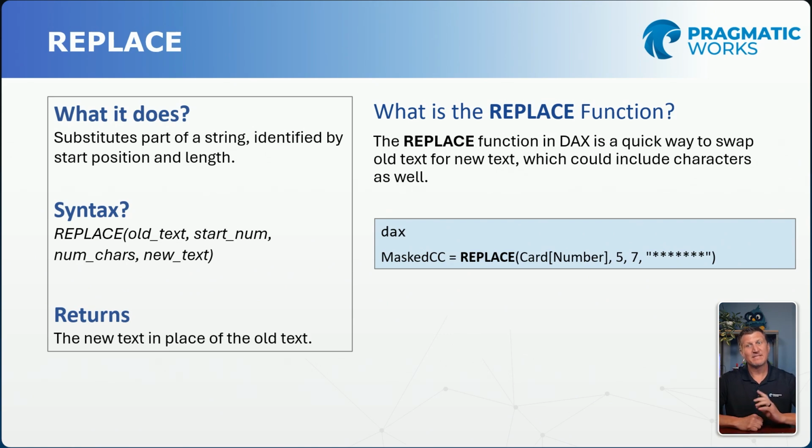This is different than substitute, which is based on a text match and accepts an optional argument, which means that you can specify which instance to replace. Both are case sensitive, but remember that replace is based on position and length. Substitute is based on a text match. All right, let's head into our Power BI report and use the replace function.